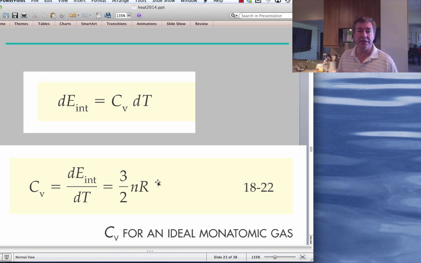Now notice in this case I did not change the volume of the gas at all. I held that fixed. I just put energy in and let the atoms move faster. So this is basically another way of stating the ideal gas law for a monoatomic gas. We just have 3/2 times the number of moles times the gas constant.